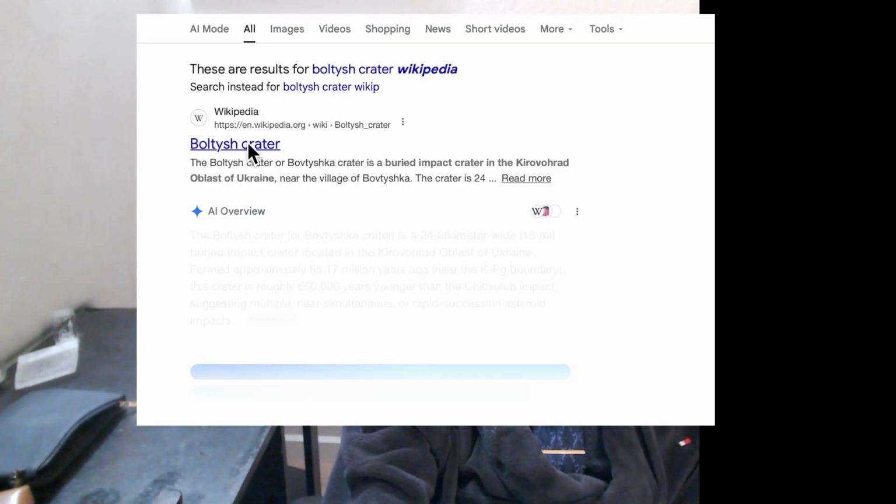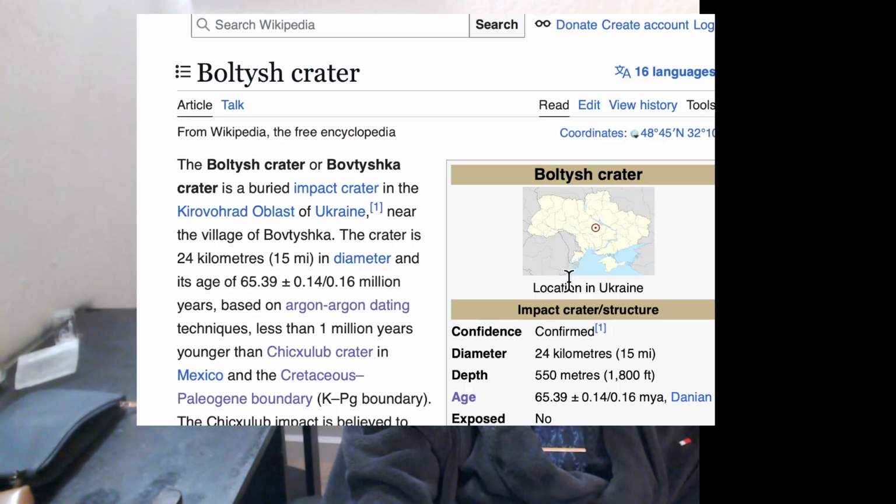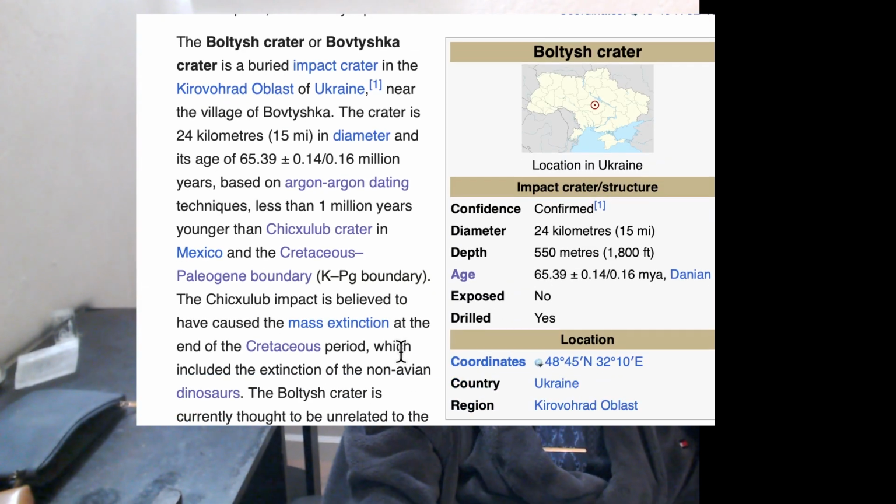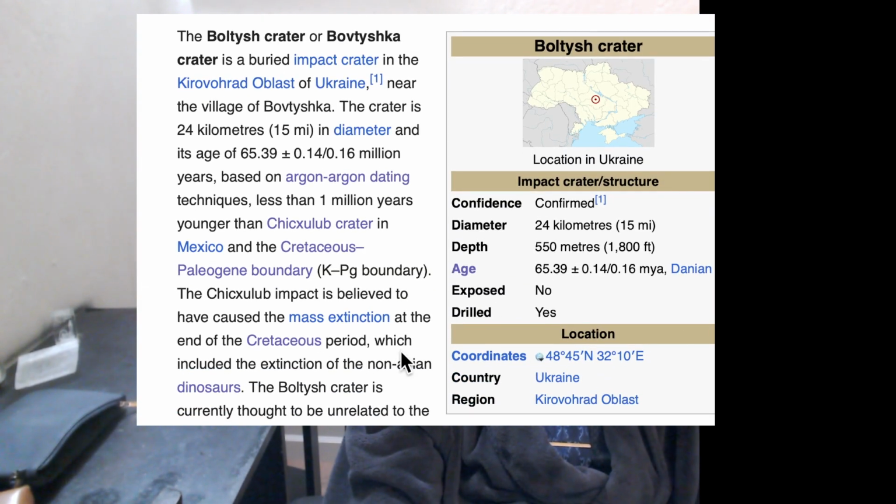There's a Boltysh Crater. It is at 48 degrees north and 32 degrees east. The crater is 24 kilometers in diameter and less than 1 million years younger than the Chicxulub Crater.